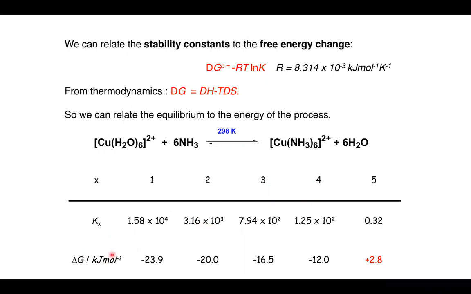So most of these are spontaneous reactions up until the 5th exchange, which is a non-spontaneous process. It requires us to give the system energy, which is why we have a positive free energy change, which means that if we left the system undisturbed in solution, we would most likely end up with the tetraamino copper complex as opposed to having the hexaamino. So this is kind of where the reaction would stop.